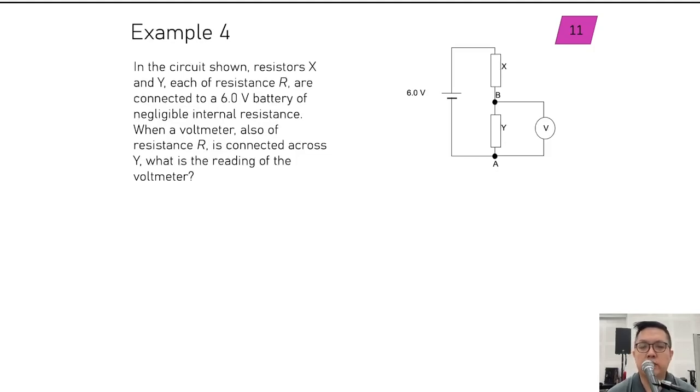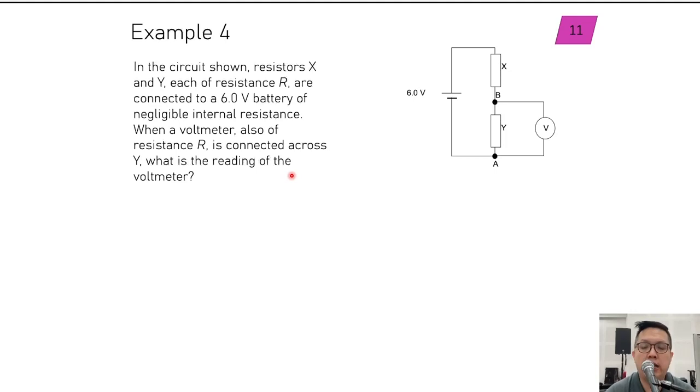Okay, so let's look at one of these questions first. This is an application question. In the circuit shown, resistors X and Y, each of resistance R, are connected to a 6-volt battery of negligible internal resistance. When a voltmeter, also of resistance R, is connected across Y, what is the reading of this voltmeter?